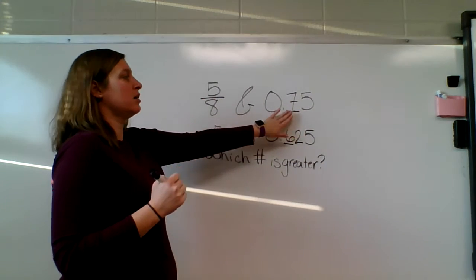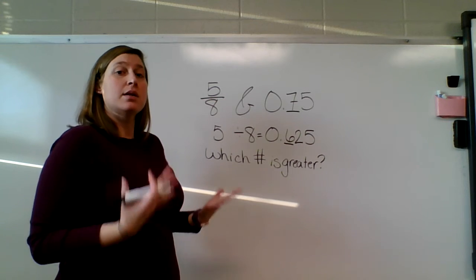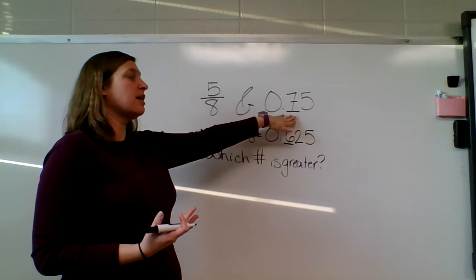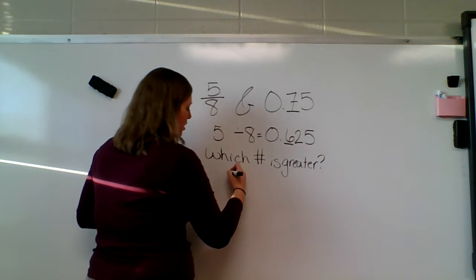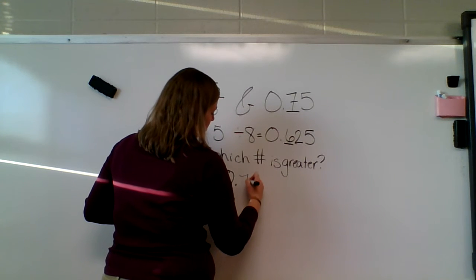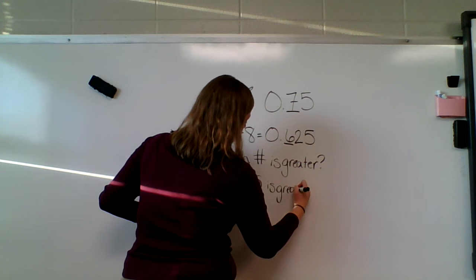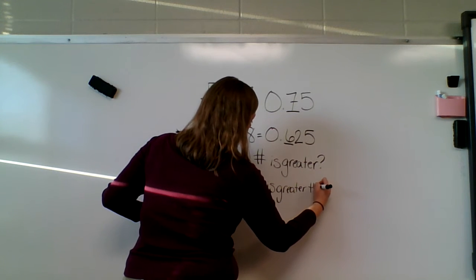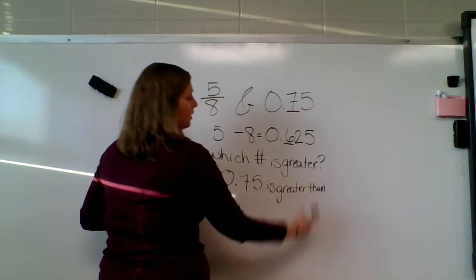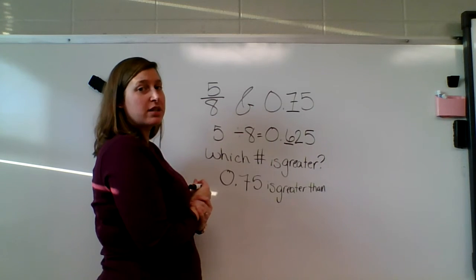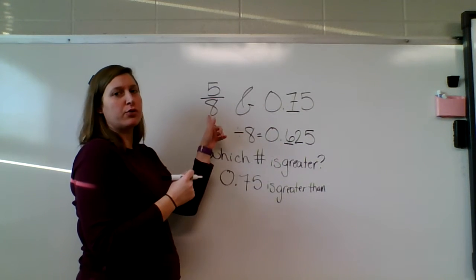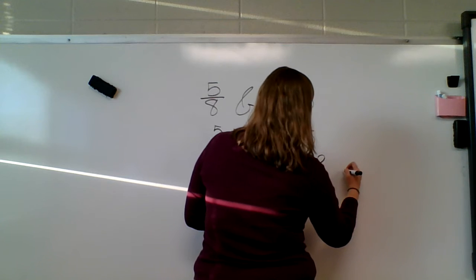So which number is bigger, 7 or 6? The 7 is going to be larger. So the 75/100 is going to come first. So 75/100 is greater than 625 thousandths. But remember, we want it to be in the original form. So I'm going to write it as 5/8.